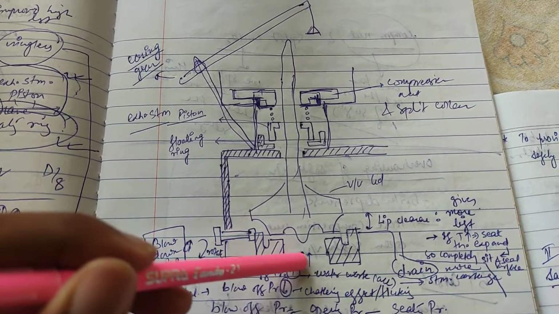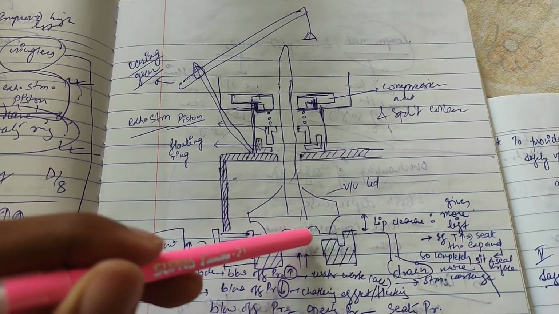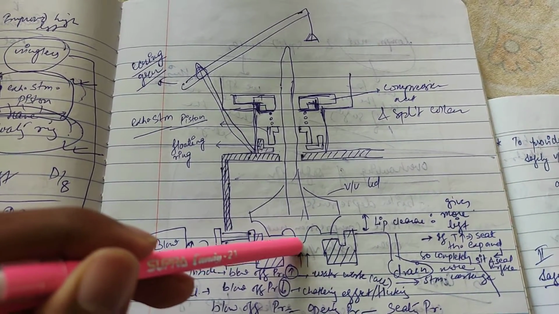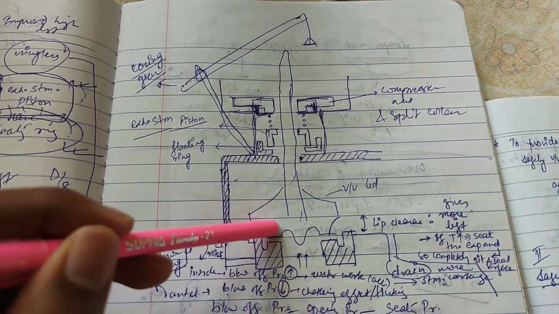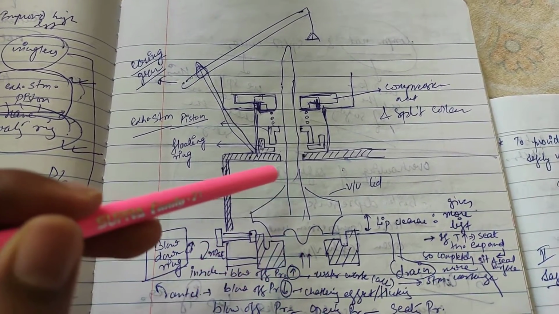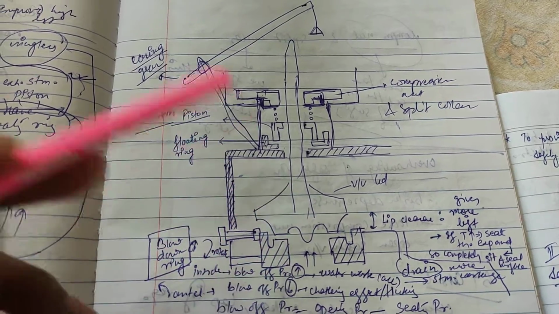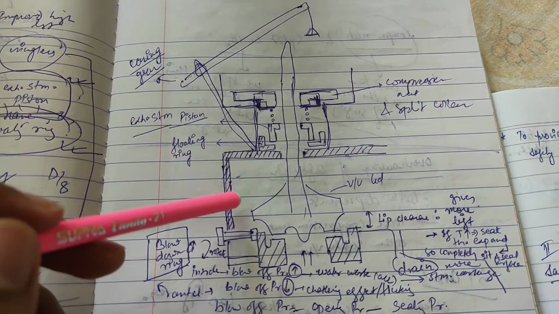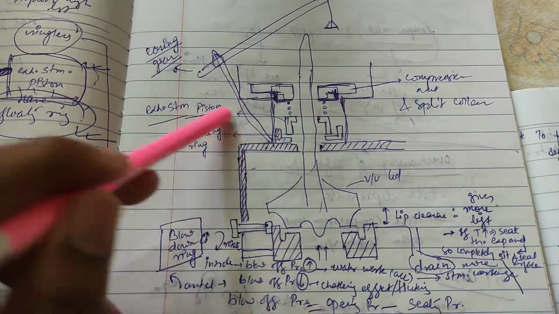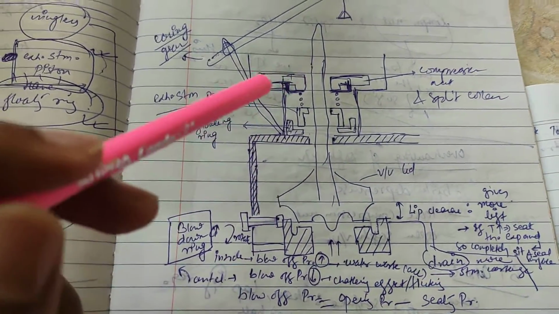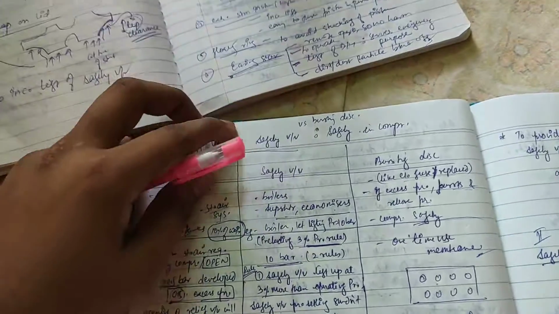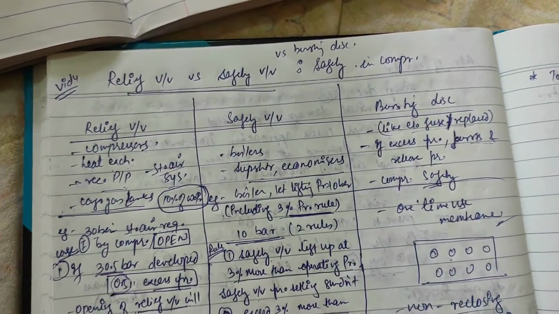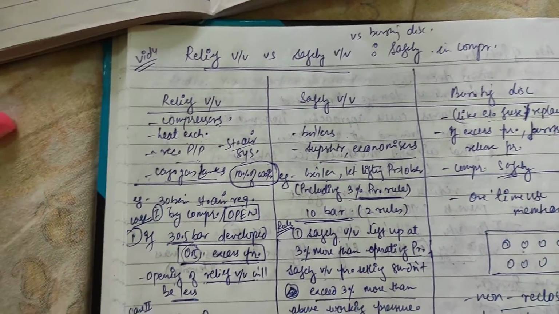Steam first pushes here, and later on it moves to this side and pushes on the other side of the valve lid. This is how the valve lid goes up against the floating ring and exhaust steam piston. So this is how the valve lifts. Now we have to see the basic difference between the relief valve versus the safety valve.